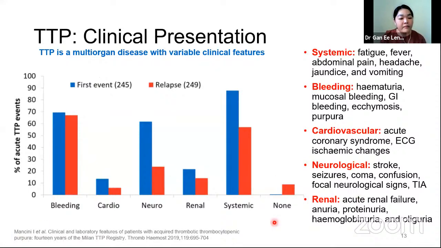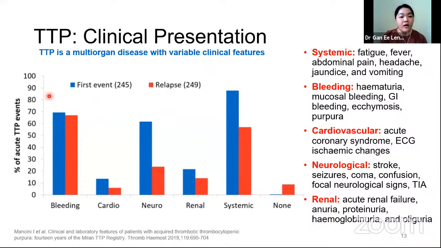This is a paper published from the Milan TTP registry describing 17 years of case accumulation for all their TTP cases in Italy. The point that we wanted to make is that TTP is a multi-organ disease with variable clinical features. The blue bar represents the first event of TTP patients that they have seen in the registry. The red color bar represents the relapse cases of TTP. Let's see the blue color bar first.